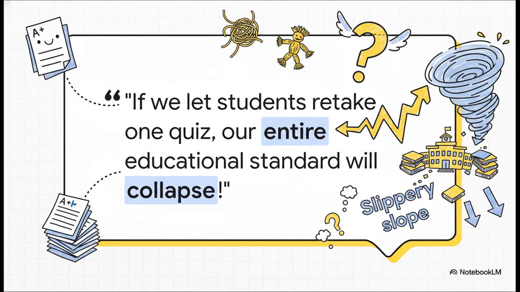You see the chain reaction here, right? It goes from one tiny action, letting a student retake one quiz, and jumps straight to the absolute worst-case scenario, the total collapse of education. It skips all the logical steps in between and just presents this terrifying outcome as inevitable.